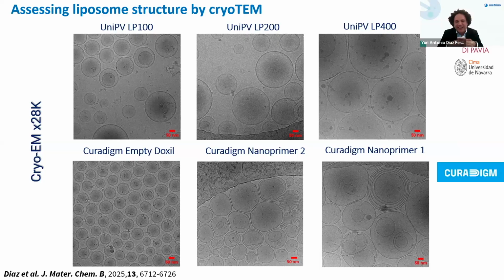So what I'm showing you here is a portfolio of liposomes. The ones in the bottom row are produced by one of the Metrino partners, Curadigm, and the top ones are liposomes produced at the University of Pavia. We compare across these different compositions, different formulations of the liposome, and also different size ranges, looking at the properties using cryo-electron microscopy.